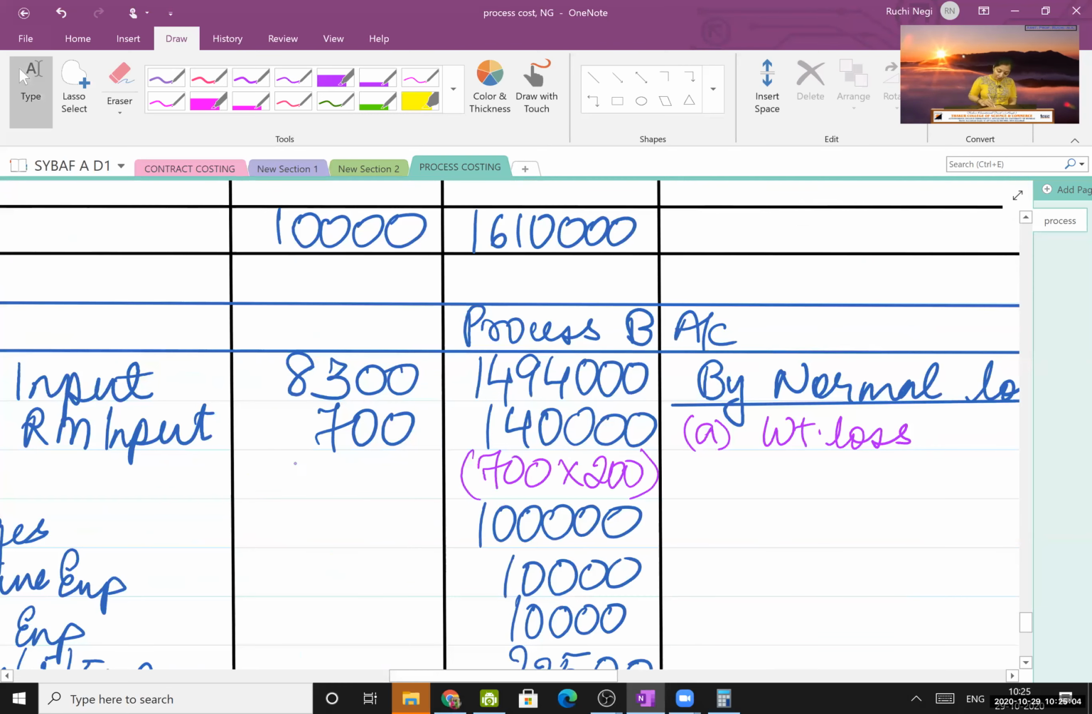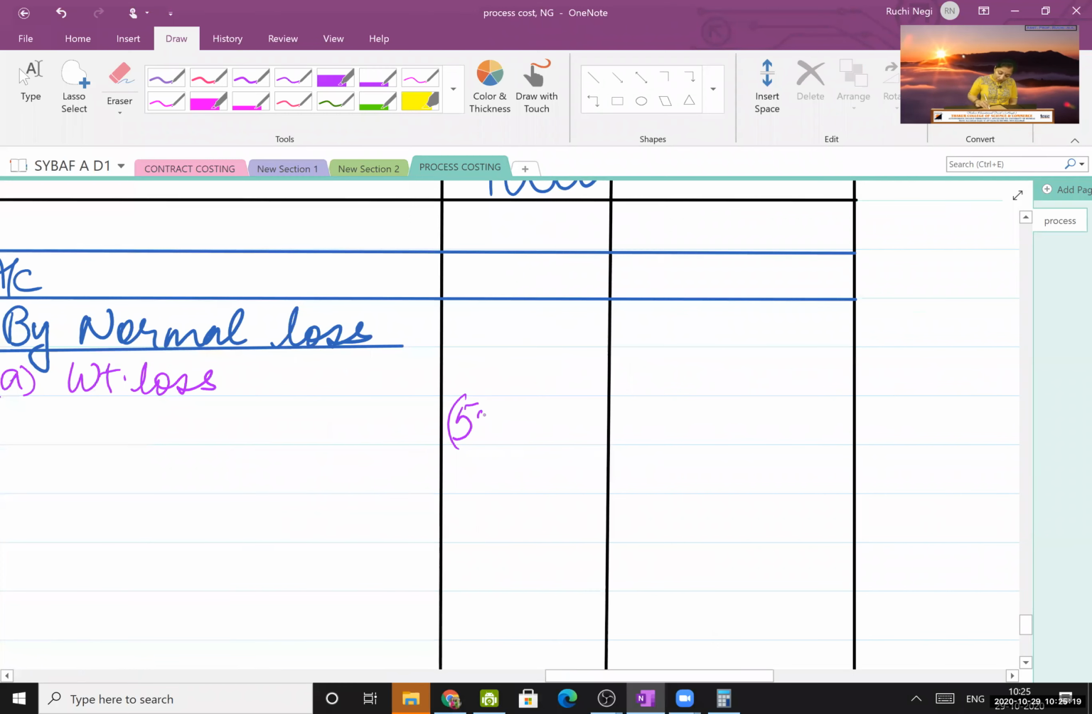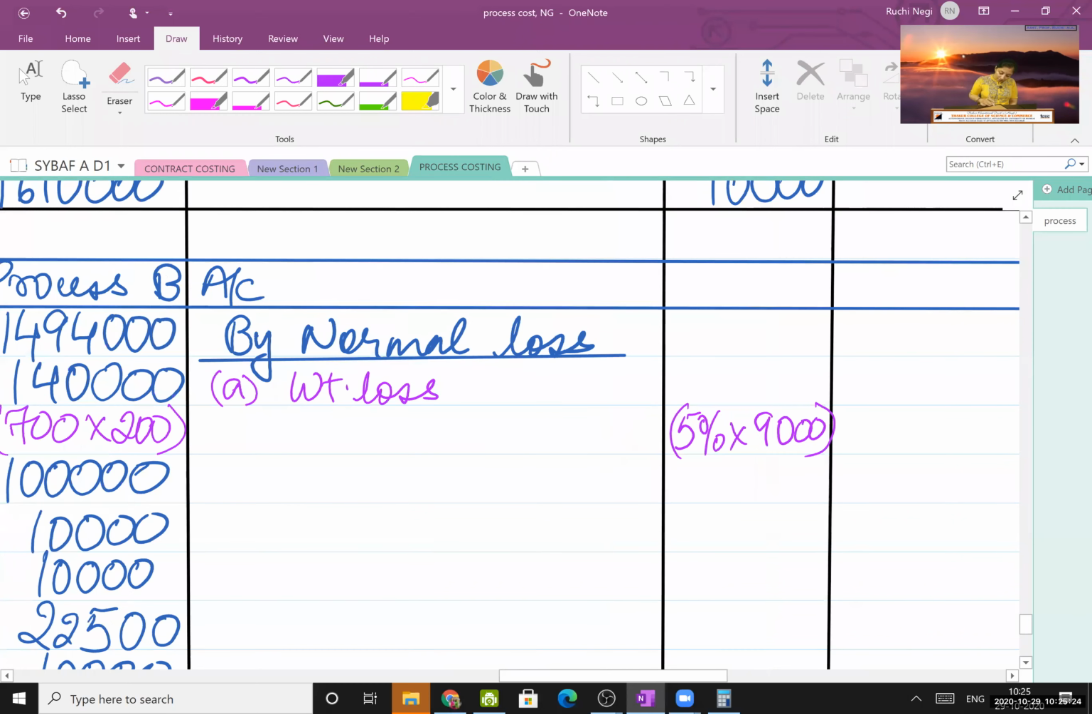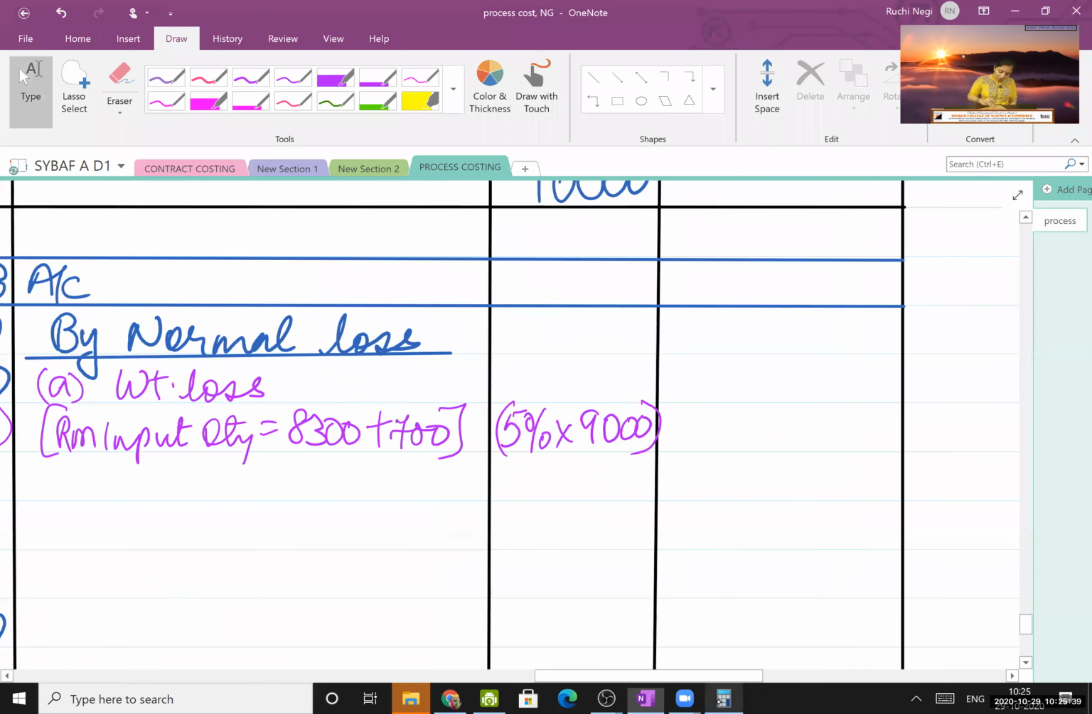Now listen carefully. मेरे पास अभी 2 रॉ मटेरियल है, तो मेरा रॉ मटेरियल इनपुट क्वांटिटी ये है, not 8,300 but 9,000. Okay, am I clear? Now my raw material input quantity is 9,000. Just acknowledge. Okay, yeah, don't forget. Raw material input quantity will be 8,300 plus 700. Okay, yeah.